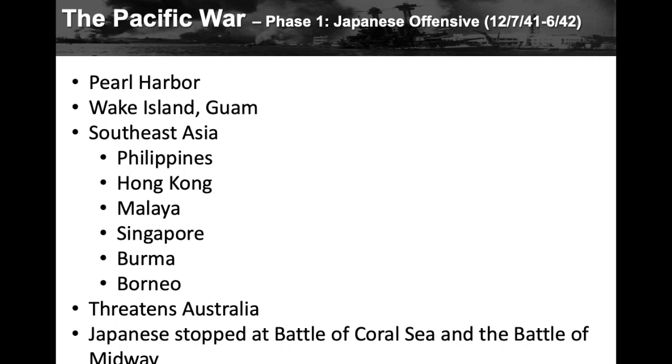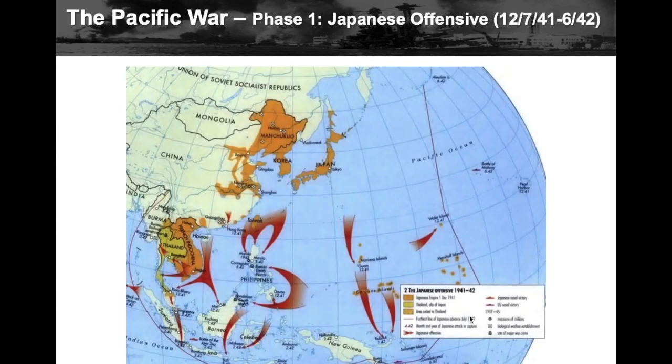And the Japanese were finally stopped at the Battle of the Coral Sea and the Battle of Midway. I'm going to go back to that map. Here's the Battle of Midway over here. The Japanese were stopped there, and then the Battle of Coral Sea is down here. So you see they've expanded all through this.